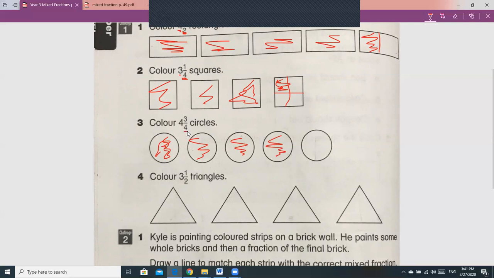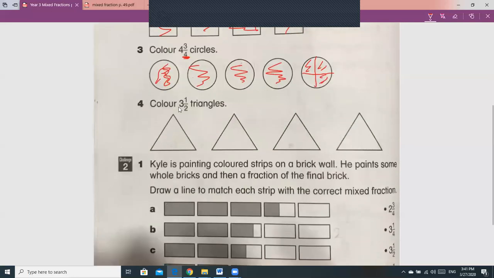First, I will divide my shape into how many? The number down says it to me. I will divide it into 4 equal parts. And then color how many from the 4? 3. 1, 2, and 3. So now I colored 4.75.